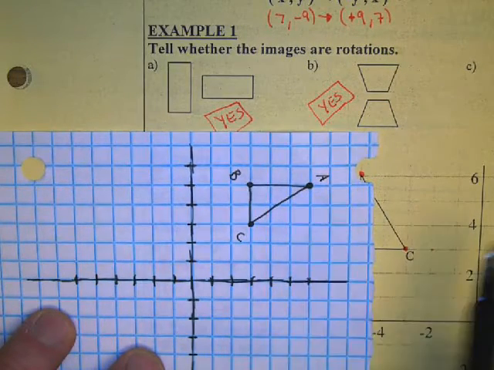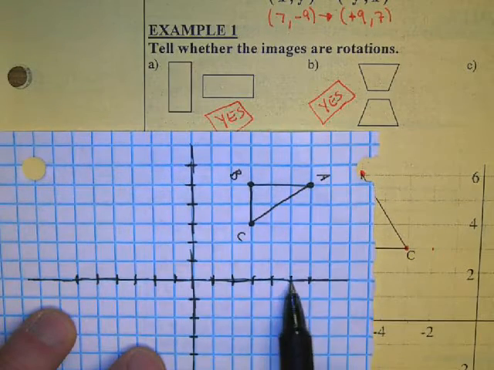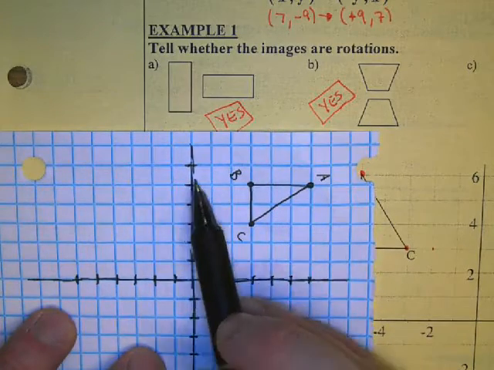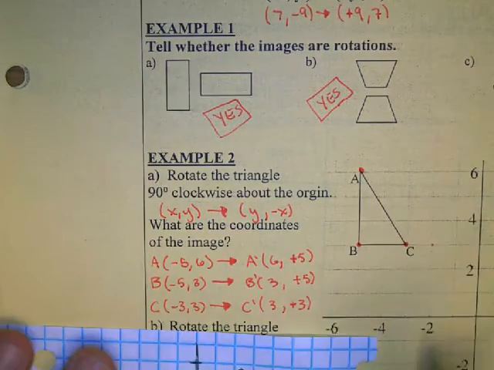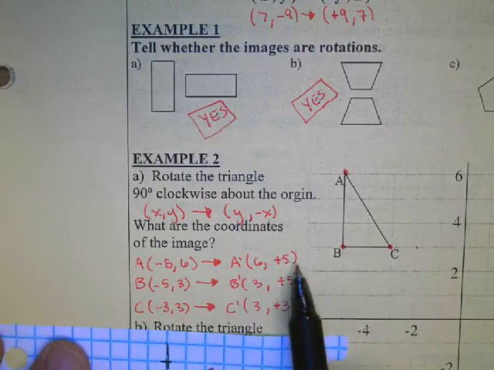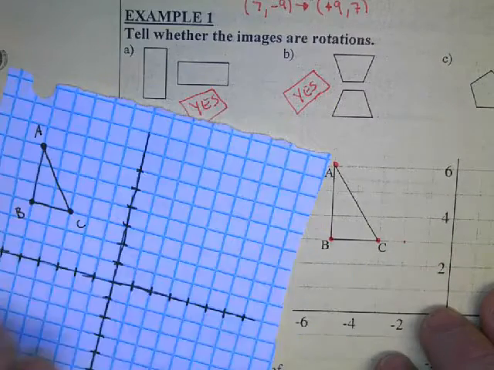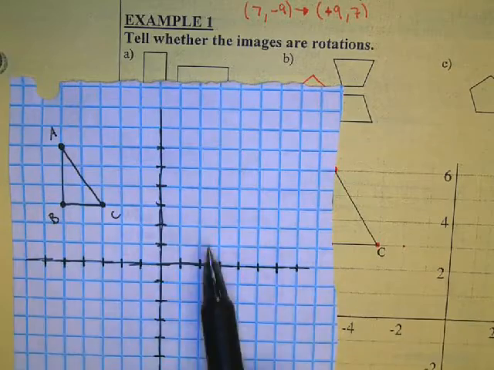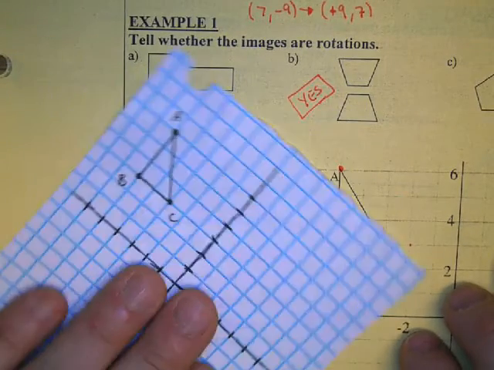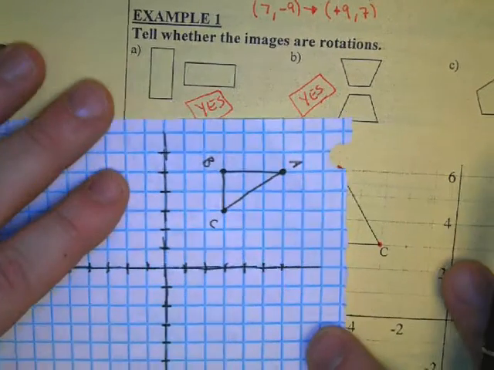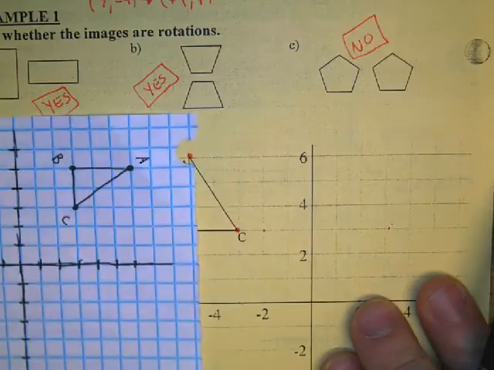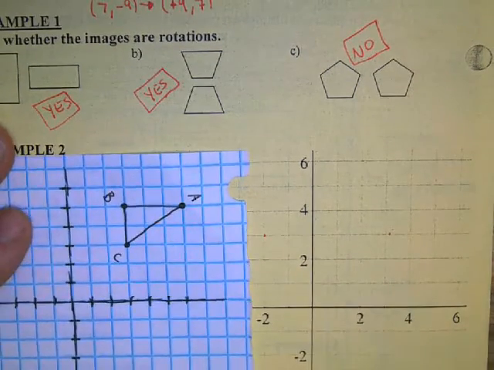A prime is at 1, 2, 3, 4, 5, 6, comma 1, 2, 3, 4, 5, comma 5. And is that what we had for our A prime? 6, 5. So just by taking your original image, not having any of this labeled so we don't confuse ourselves, and just rotating it 90 degrees clockwise, now I have the new location of my new image. So I can just plot this.